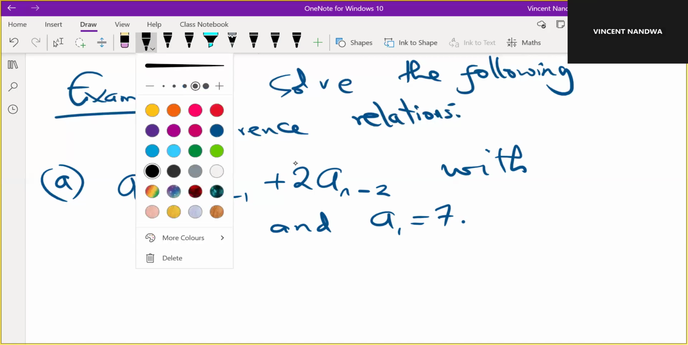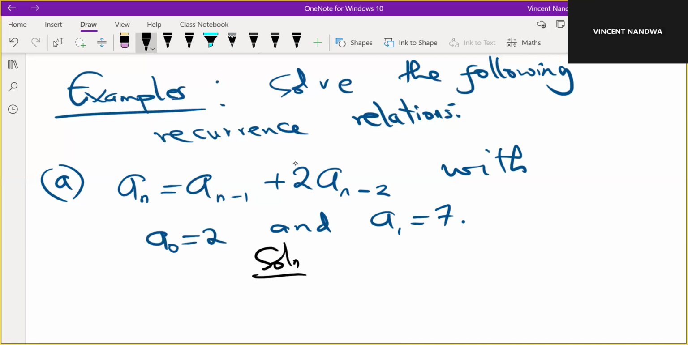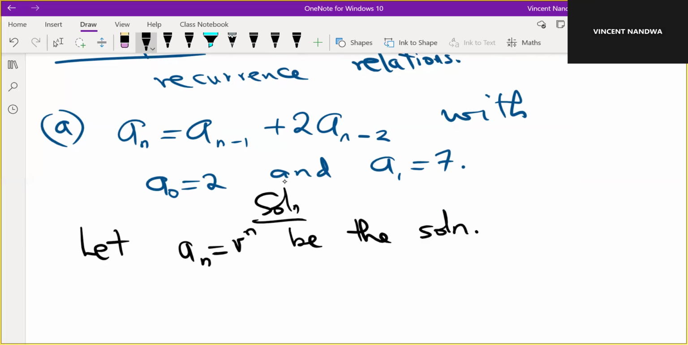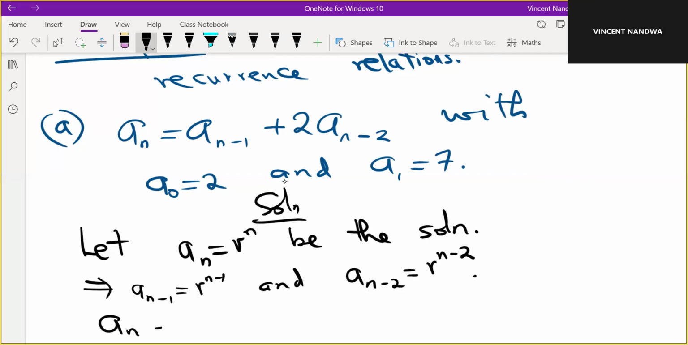So to solve this, let a_n equals r^n be the solution. Then this implies a_(n-1) is equal to r^(n-1), and a_(n-2) will be r^(n-2). That's by definition, if you define a_n as r^n. So a_n equals a_(n-1) plus 2a_(n-2).